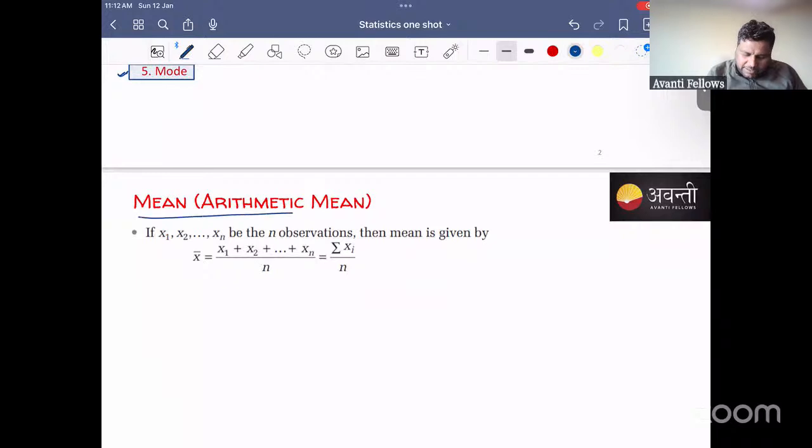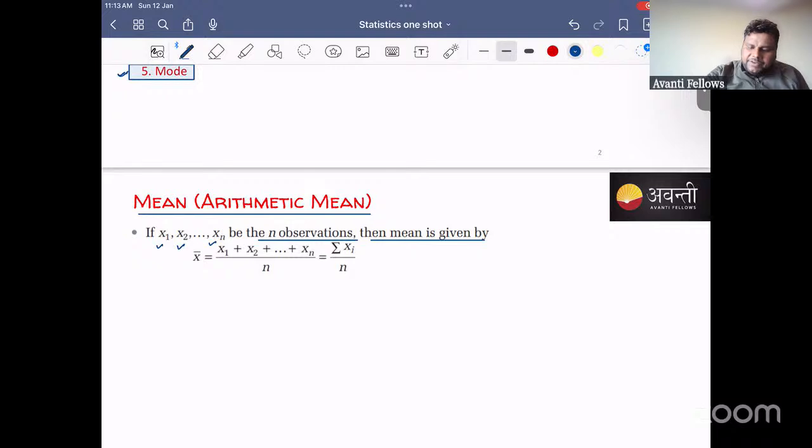Mean or arithmetic mean is simply the sum of all the observations divided by the number of observations. Getting my point? Now, if x1, x2, up to xn are the n observations, then the mean is given by x1 plus x2 plus x3 up to xn upon n, that is sigma xi upon n.